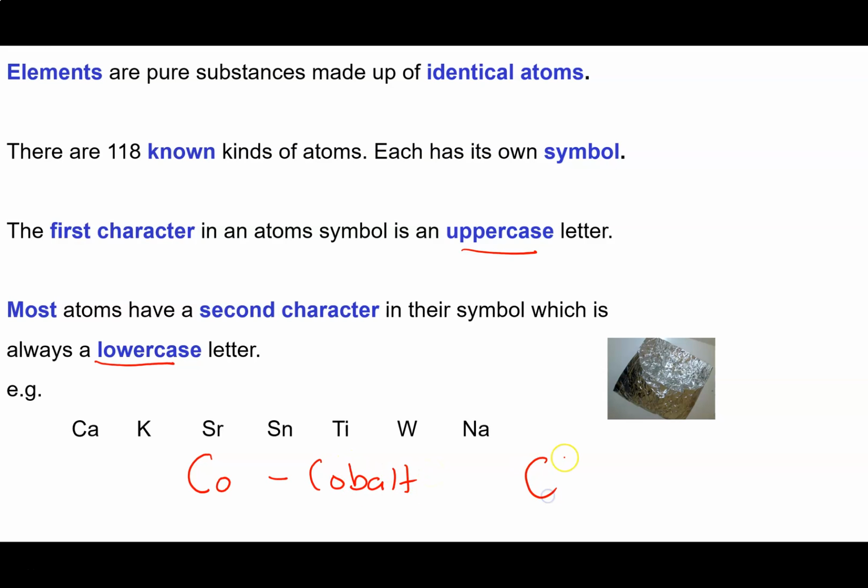But if I write uppercase C, uppercase O, that is the compound carbon monoxide. Now, you might not think that this is particularly significant, but if I had a kilogram of cobalt sitting in my lounge room, I would be completely safe. Cobalt is a solid. Unless I dropped it on myself, it's not going to do any harm to me. However, if I had a kilogram of carbon monoxide in my lounge room, I would be most certainly dead.